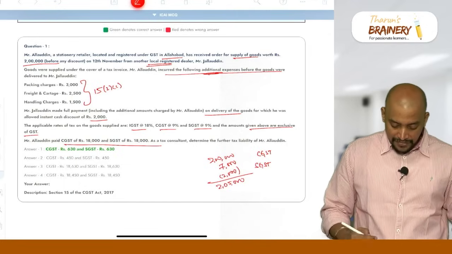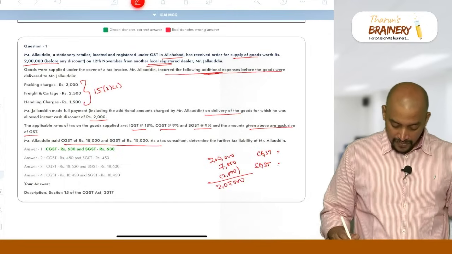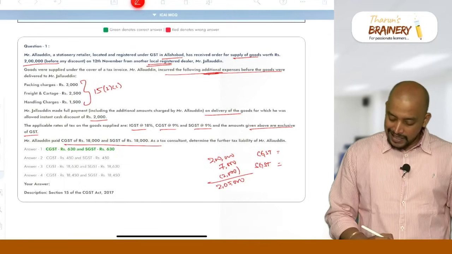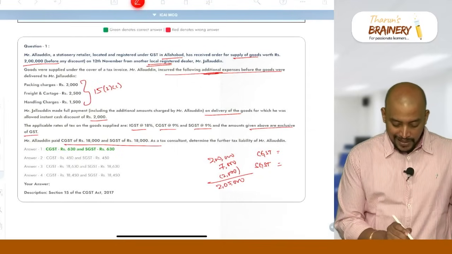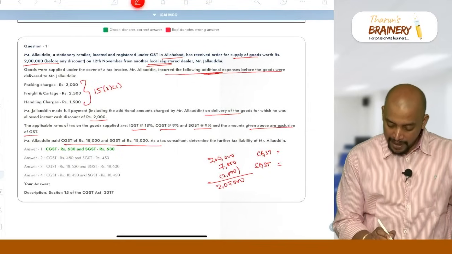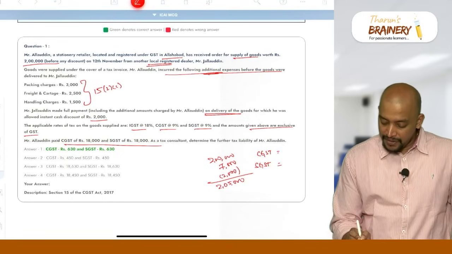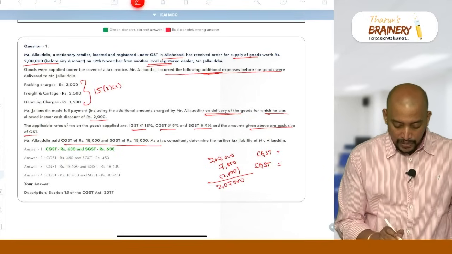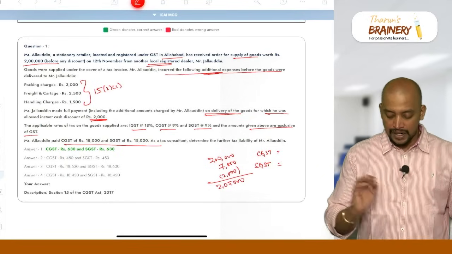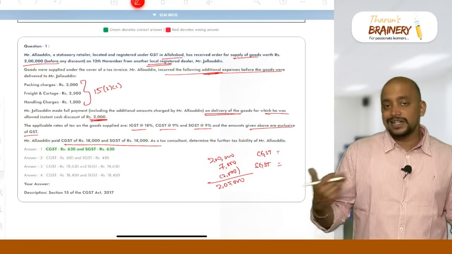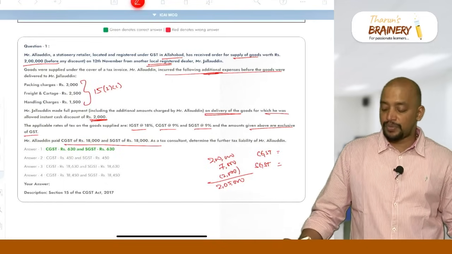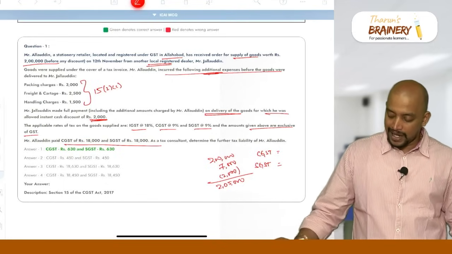So, here if you see CGST and SGST, so 2,07,000 minus 2,000. Once again, Jalaluddin made full payment on delivery of goods for which he was allowed an instant discount of 2,000. So, actually here what happened is that nowhere it is given whether the discount is given before or at the time of supply, okay.